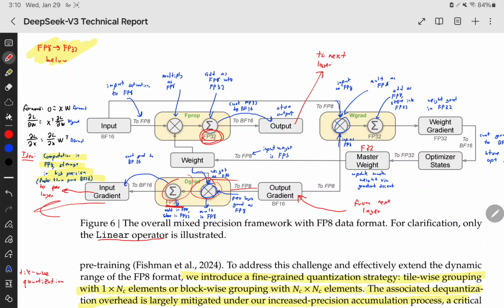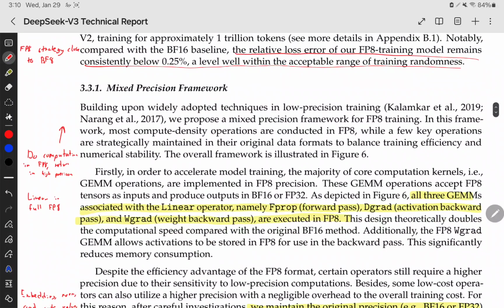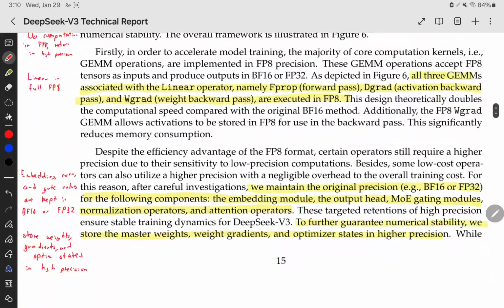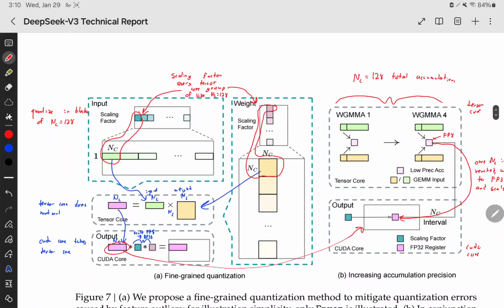So let's talk about how they do this floating point 8 precision. Like how do they actually put this in floating point 8?